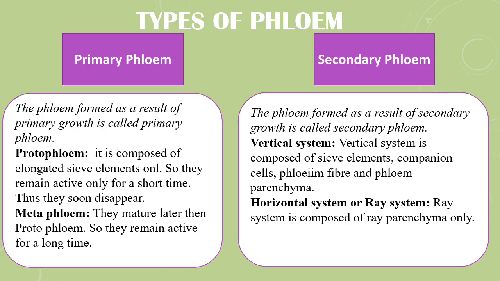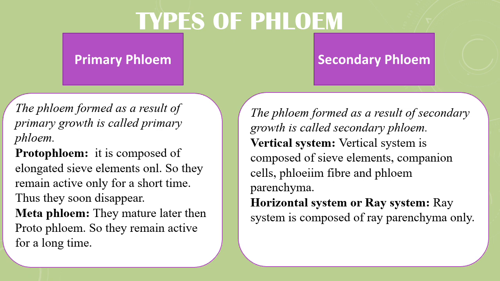Types of phloem: primary phloem and secondary phloem. The phloem formed as a result of primary growth is called primary phloem. For example, protophloem. It is composed of elongated sieve elements, so they remain active only for a short time, thus they soon disappear. Metaphloem. They mature later than protophloem, so they remain active for a long time. Secondary phloem. The phloem formed as a result of secondary growth is called secondary phloem.